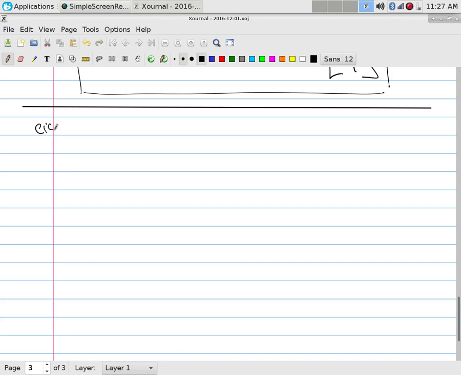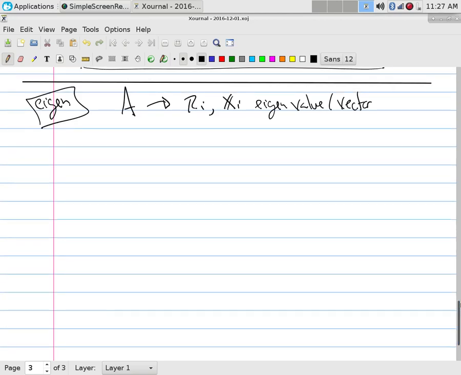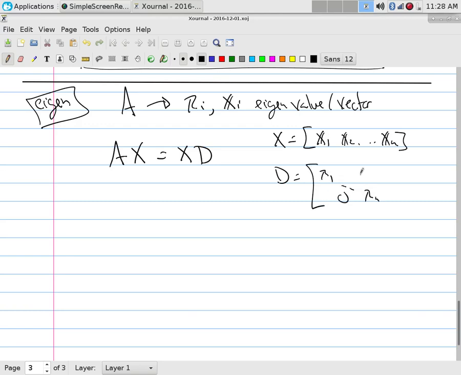So all this eigen stuff: we had A, and from A we were able to find the lambda i and the xi, eigenvalue and eigenvector pairings, right? So we find an eigenvalue, we find its associated eigenvector. We know that no matter what, this is always true: A times X is X times D, where X is simply collecting all the x1, x2, up to xn, and D is simply the eigenvalues lambda 1 down to lambda n on a diagonal, right? No matter what, this is true.